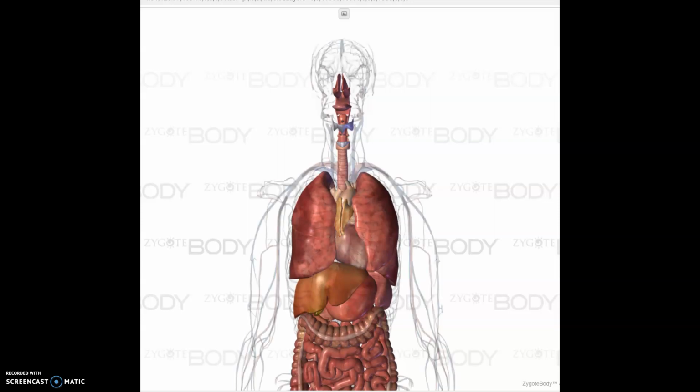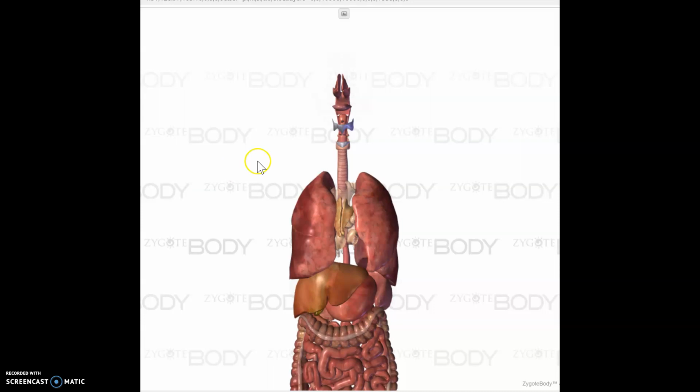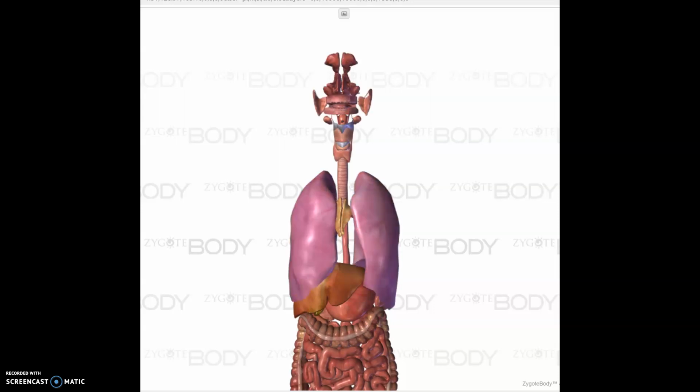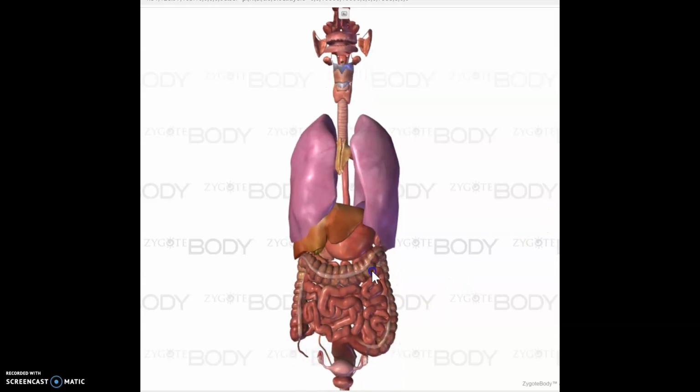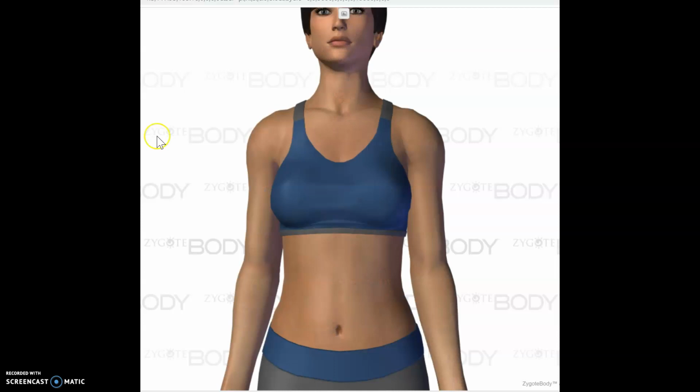So if you did it around the diaphragm, the superior portion would have your lungs, your heart, some of your spinal cord, trachea, esophagus. And if you do the inferior area, it would be the liver, kidneys, bladder, uterus, ovaries for a female, large intestines, small intestines, bowel, all of those. So that is the transverse.